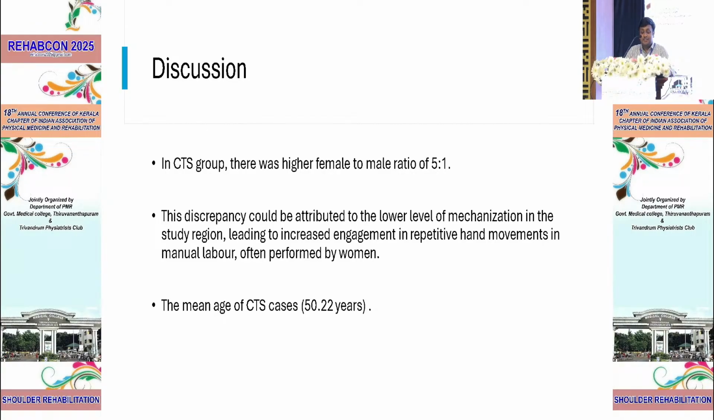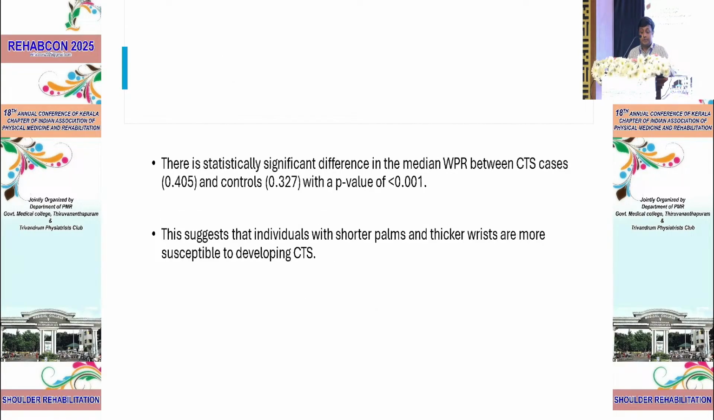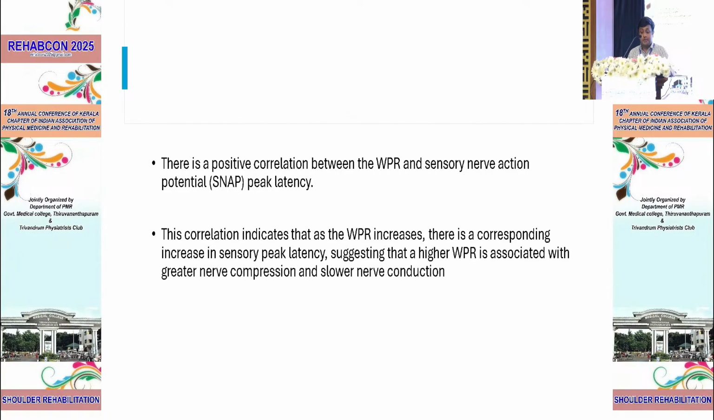In my study, most of them were homemakers, a job that mostly requires repetitive hand movements. The mean age of CTS cases was 50.22 years. There is a statistically significant difference in the mean WPR between the cases and the controls. In the cases, it was 0.405 and the control was 0.327 with a p-value less than 0.001. This shows that a shorter palm and thicker wrist are more prone to develop CTS. There is a positive correlation between the SNAP and the WPR. This suggests that the higher the WPR, the greater the nerve compression and decreased conduction.